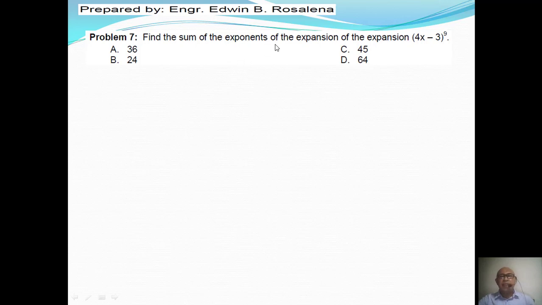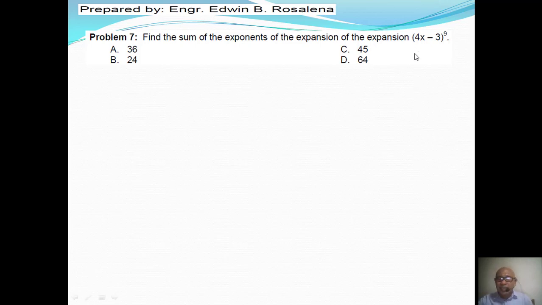Next problem we have here: Find the sum of the exponents of the expansion of (4x minus 3) to the power 9. Tanggalin nyo lang tong isang "of the expansion", ha? Parang na-double. Okay. So, (4x minus 3) to the power 9. Sum of the exponents. Di ba may formula tayo dyan? Ano yung formula natin? Na-memorize na ba?